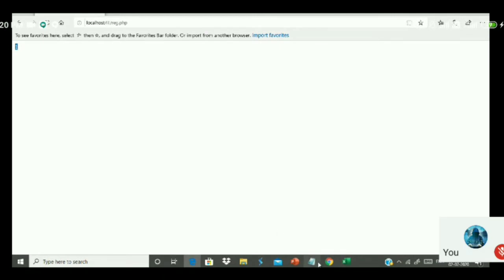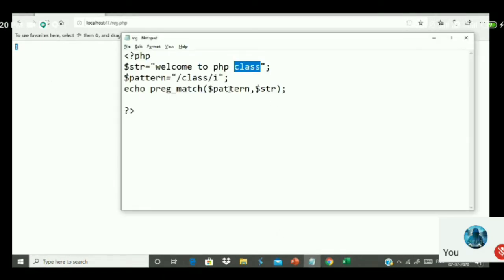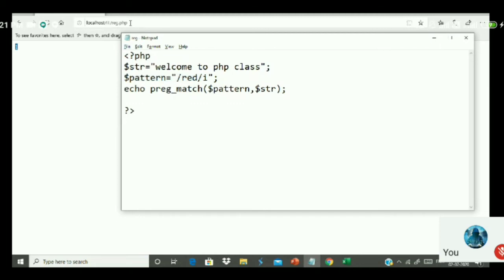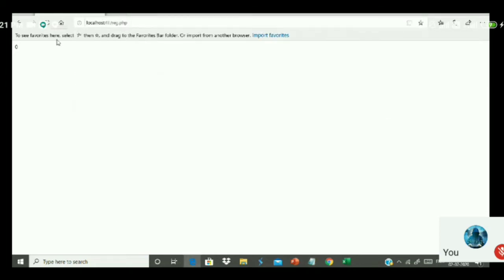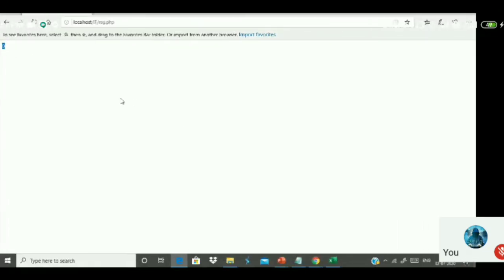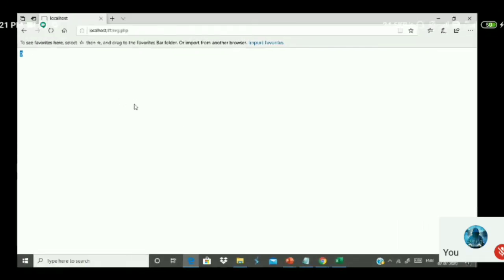Suppose I type a pattern which does not have any match here. So I type something like this, red. There is not any word called red in my pattern here. So obviously I will get the answer 0 here. So you can see here. Are you able to understand? Clear? Any doubts in this?